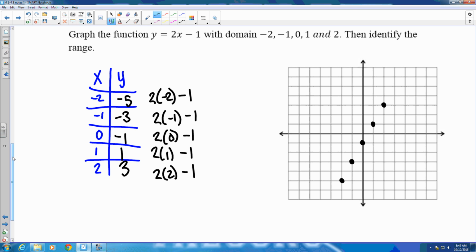So now we need to identify the range. The range is all of our y values. So -5, -3, -1, 1, and 3.